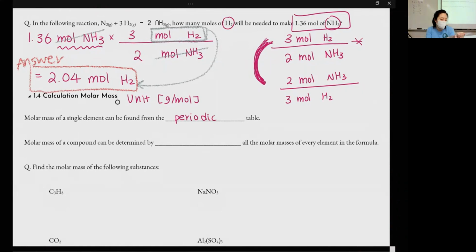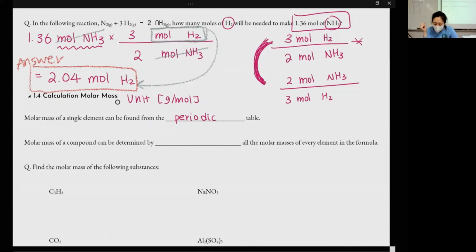In the periodic table, the number that you need to look at is not the top number. The top number is considered the atomic number. You have to look at the average atomic mass, or the mass number, because that is the mass of one single element per 1 mole.